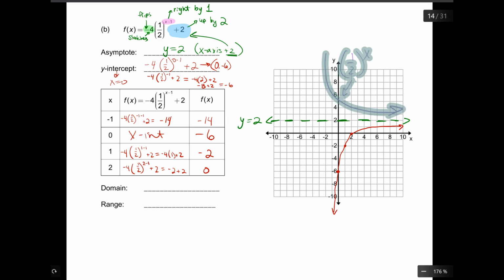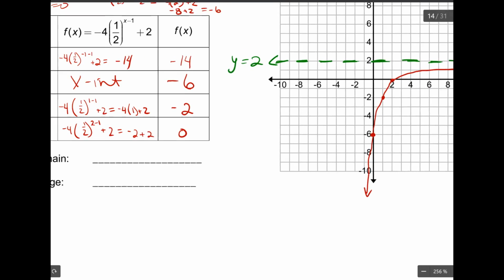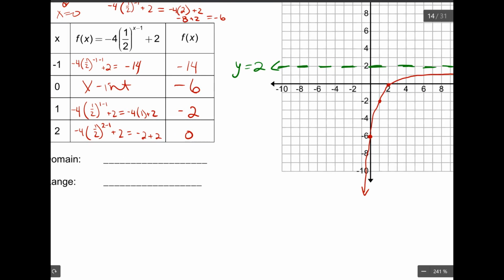Okay, so what's the domain? What are my x values for this graph? It's all real numbers, because I could plug in any value. Negative infinity to infinity. You have to write that down. Okay. What about my range? This is a hard one.